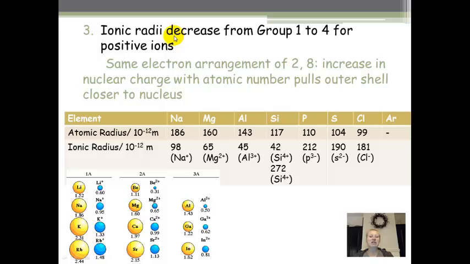Ionic radii will decrease from group 1 to 4 for positive ions. So as you go from group 1 to group 4, you have the same electron arrangement of 2, 8 in the inner shells. So you're increasing the effective nuclear charge, so your ionic radii will decrease. So as you go from sodium loses an electron, magnesium loses 2, aluminum loses 3, look what happens to your radii. It gets much, much smaller because your effective nuclear charge is increasing.